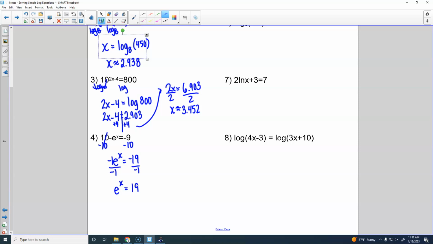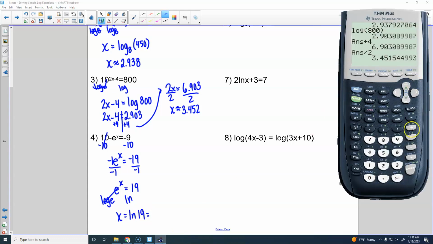And now I just have a number raised to a power because that e is a number, right? So how do I get rid of an e? It is natural log, right? If you want to think of it as log base e, you can, because that's what natural log is, but it's just ln also. Natural logs and e's are inverses of each other. So this will cancel. I'll just have an x over here. That's going to equal natural log of 19. I'll write that equal sign there. And so natural log of 19 is going to give us 2.944.